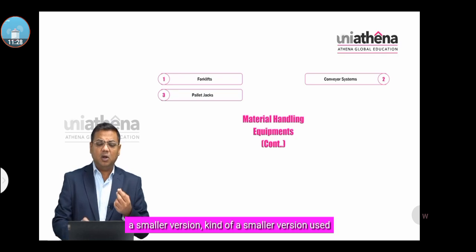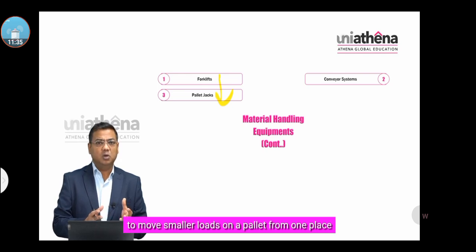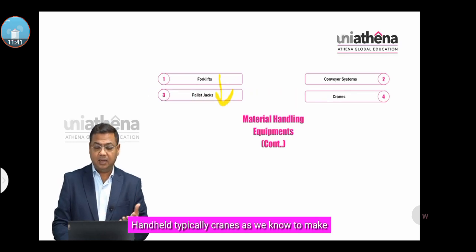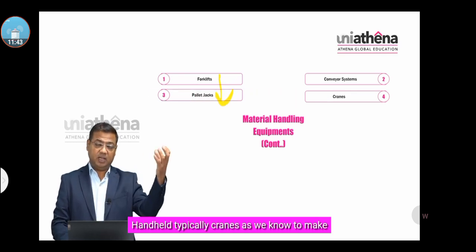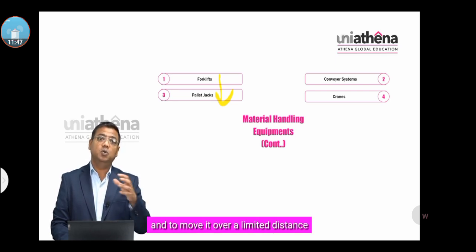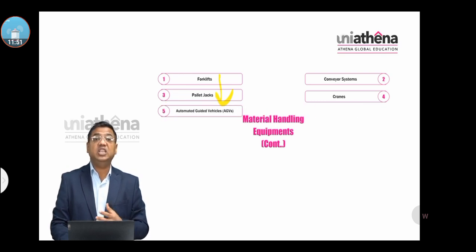A pallet jack is a smaller version, used by hand in warehouses, typically to move smaller loads on a pallet from one place to another on the shop floor. Handheld, typically. Cranes, as we know, hold bigger objects securely and move them over a limited distance from one place to another.